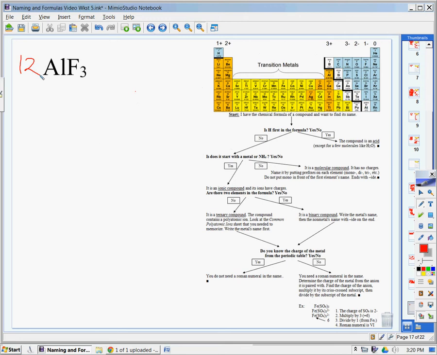Let's go through the flow chart. H first? No. Does it start with a metal? Yes. It's ionic. Are there 2 elements? This time there are. There's just aluminum and fluorine. It's binary. Just write the name and end with ide. So aluminum fluoride.